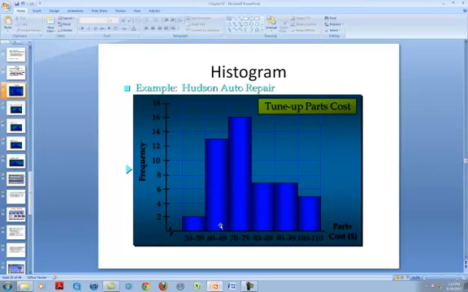As you can see, recall slide 21. Two observations were in the class 50 to 59, and that's why the height of this rectangle is 2. 16 observations were in class 70 to 79, and that's why the height of this rectangle is 16.